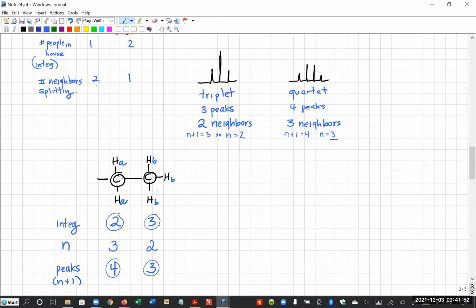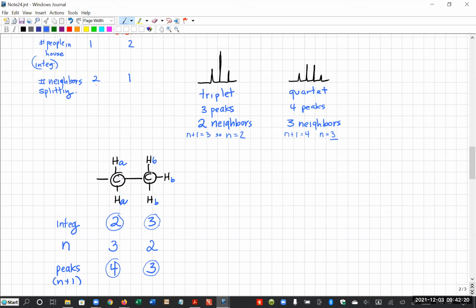Similarly, if we look at hydrogens B and ask how many neighbors they have? Well, here's the carbon next door. It has 2 hydrogens, so they have 2 neighbors. If you have 3 neighbors, then the signal here would have an integration of 2, and it would be split into 4 peaks. Integration of this methyl would be 3, and it would be split into 3 peaks.